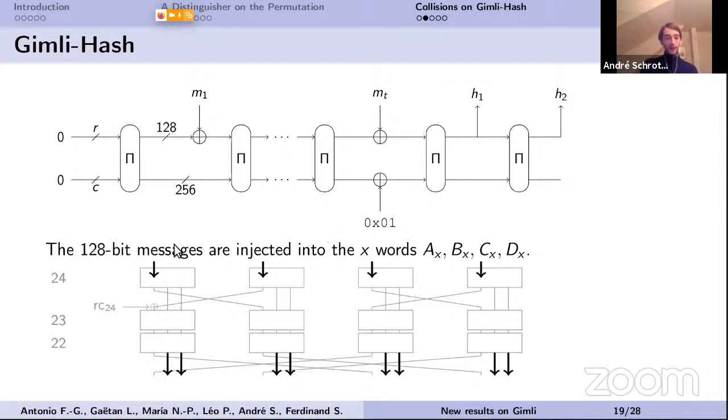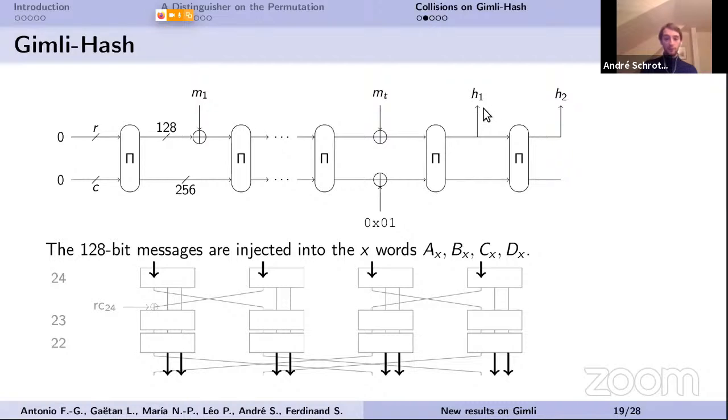So the rate part is actually the X word in each column. So AX, BX, CX, DX. And the capacity is the rest. So basically, our strategy to obtain a collision is to find different values to inject in these X words so that the output capacities collide.